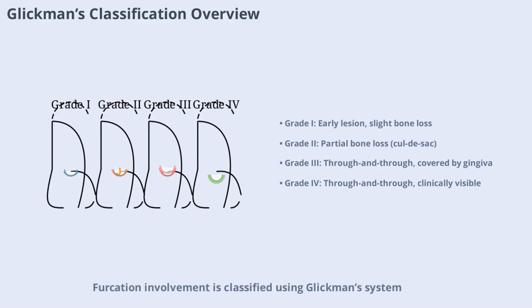Furcation involvement is classified using Glickman's system, which helps guide diagnosis and treatment. Grade 1 represents an early lesion with slight bone loss. Grade 2 is a partial bone loss, often described as a cul-de-sac. Grade 3 is a through-and-through lesion, but still covered by gingiva. Finally, Grade 4 is a through-and-through lesion that is clinically visible due to gingival recession. Understanding these grades is essential for selecting the appropriate management strategy.